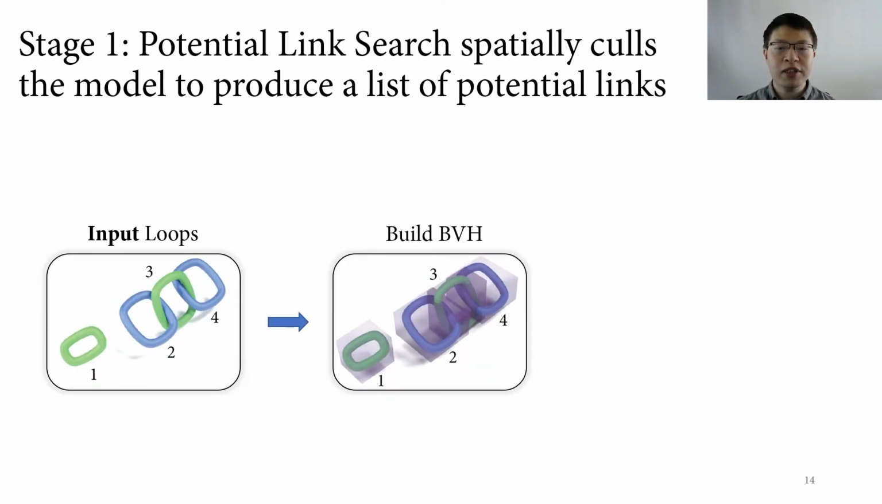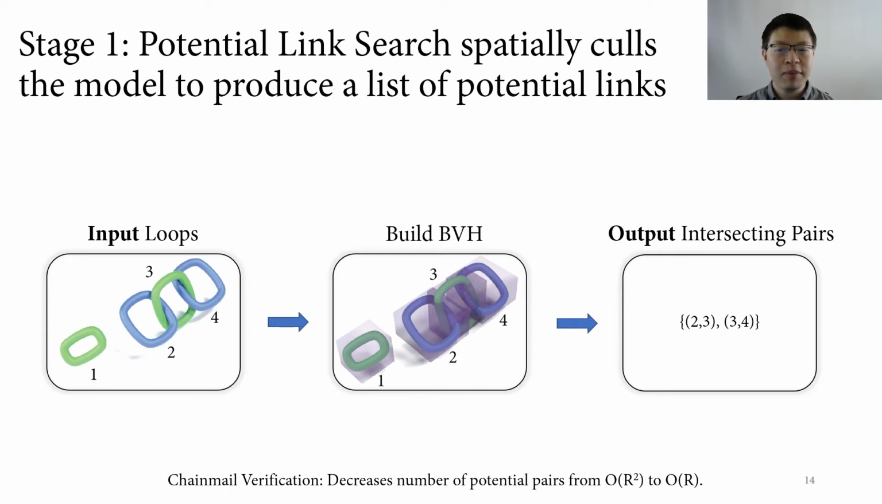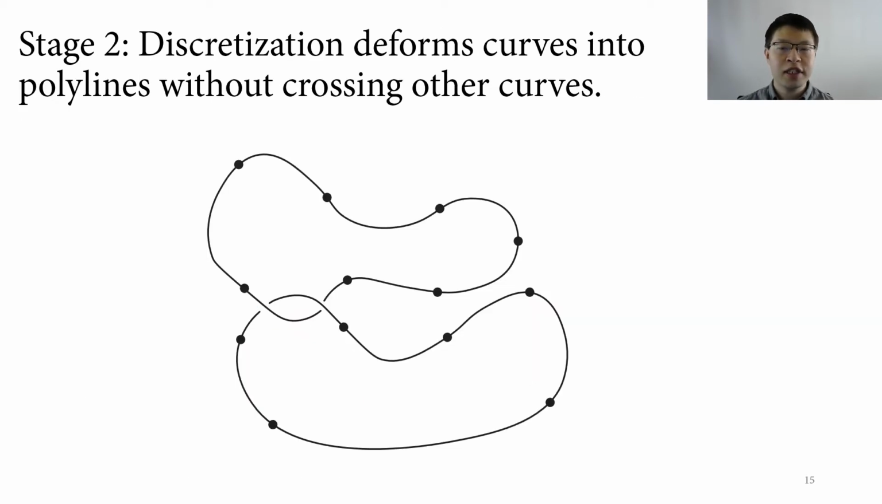Stage 1 is a potential link search. We first compute bounding boxes and build a bounding volume hierarchy. Because two loops with separated bounding boxes do not link, we can just output the pairs of intersecting bounding boxes as a list of potential links. This culls the number of potential pairs greatly. For example, with the chainmail, if R is the number of rings, the number of potential pairs goes down from R squared to R.